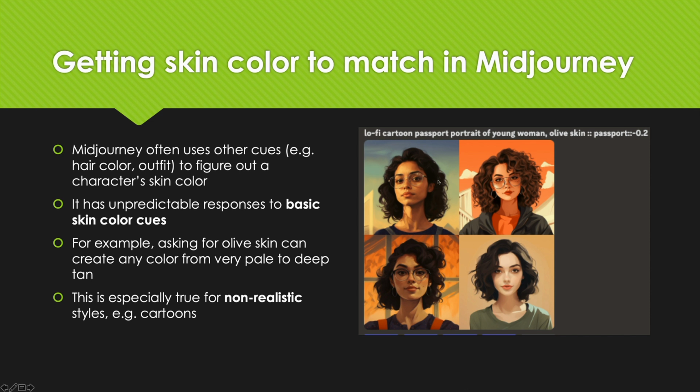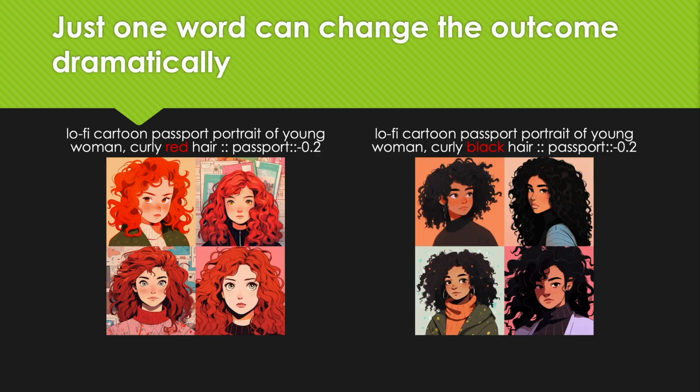A good example of that is right here, where we say lo-fi cartoon passport portrait of young woman with olive skin, and on the bottom right, she's got very pale skin. She looks kind of like she could be maybe French. And then on the top left, she's got kind of this tan color. And in the two other images, her skin color is kind of in the middle. And of course, her hair is different. In one, it's brown. In this one, it's black. I think in all of them, it's curly. But you can see, just from the words olive skin, we've got a range of different skin colors. So just one word can change the outcome dramatically.